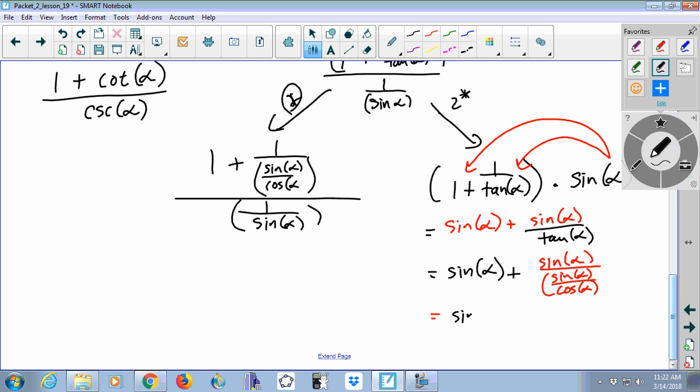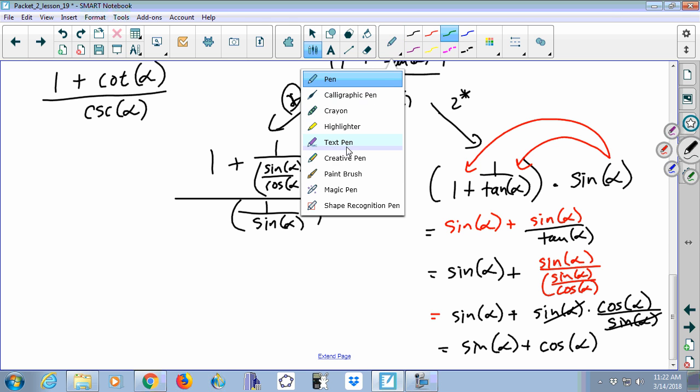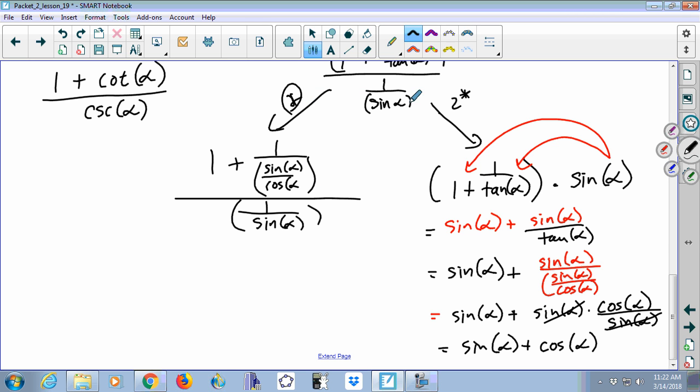So we got sine alpha. And now we're going to rewrite this fraction, keep my numerator the same, and multiply it by the reciprocal of my denominator. Woohoo! You see it right there in front of you. I simplify. And there it is. Sine alpha plus cosine alpha. And that's when you get to put your big smile face, because you have just proved that identity.